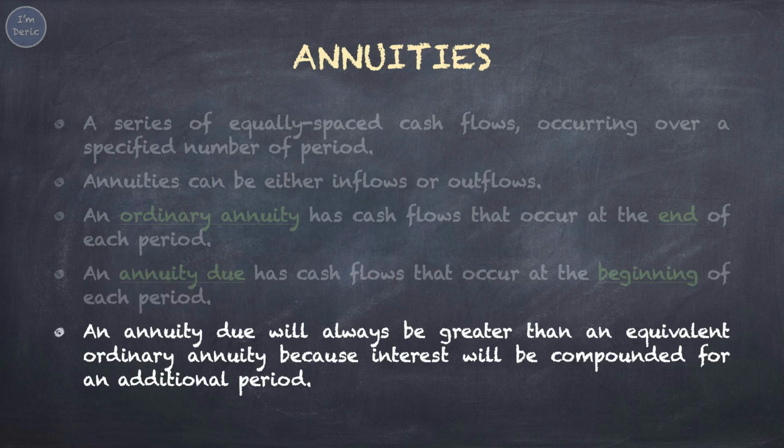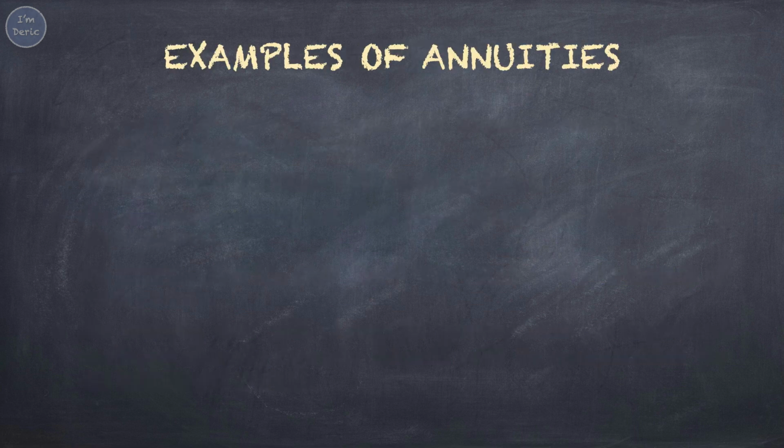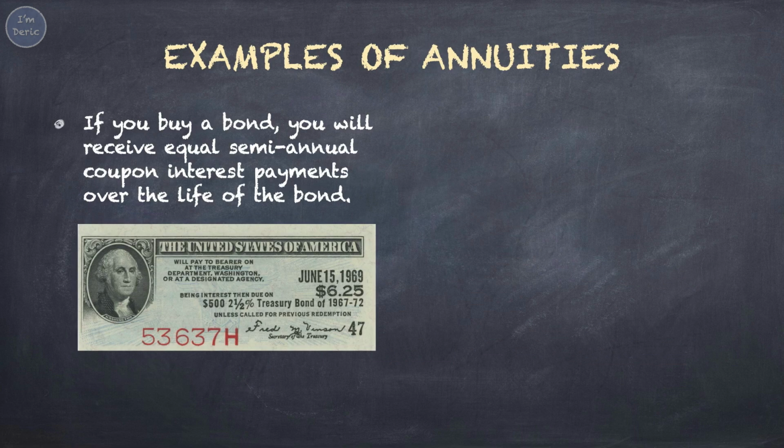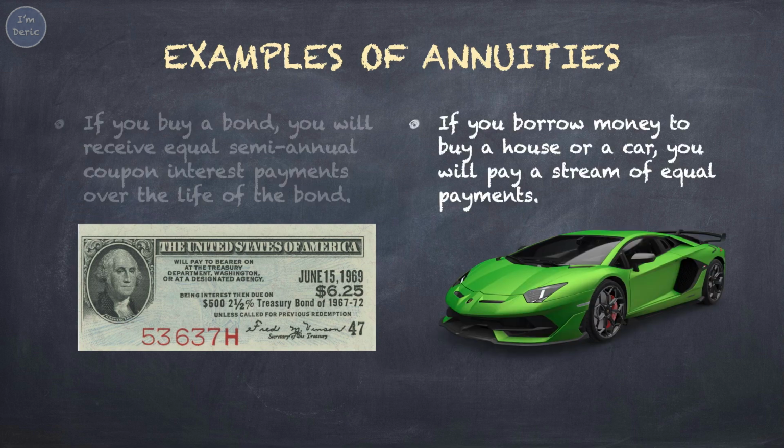An annuity due will always be greater than an equivalent ordinary annuity, because interest will be compounded for an additional period. Let's take an example. If you buy a bond, you will receive equal semi-annual coupon interest payments over the life of the bond. Equal semi-annual coupon interest payments are annuity. Another example, if you borrow money to buy a house or a car, you will have to pay a stream of equal payments. Loan payments are annuity as well.